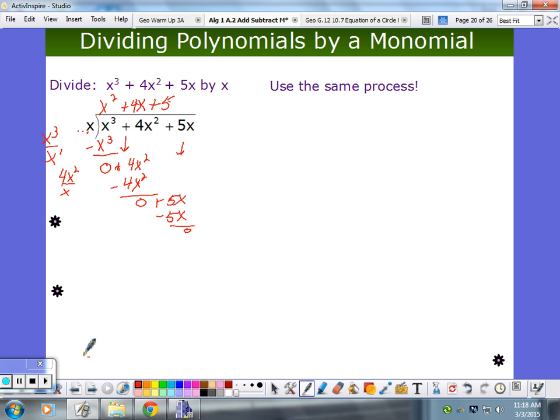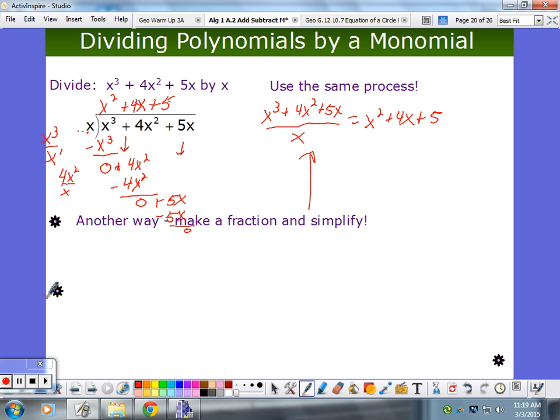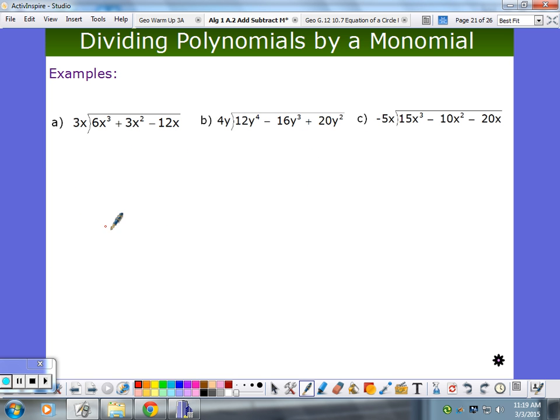Now for ones like this, you can think of it as a fraction. You go this way and this way. So what's x cubed over x? X squared. 4x squared over x? 4x. What's 5x over x? 5. I personally think if you're dividing by a monomial, this is easier, for sure. But we're doing this to kind of prove a point. We're looking at process. If for real somebody asked me to do it, I would do it this way. It's faster, right? But you could do it this way. So another way is to make it a fraction, which is what I did here. But we're using the long division mostly just to practice this process.